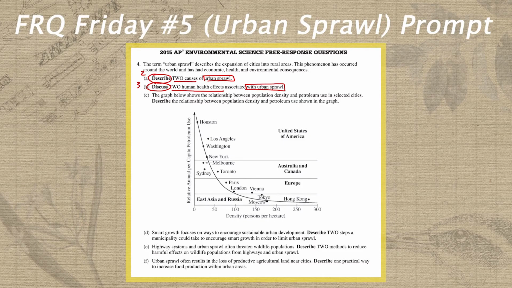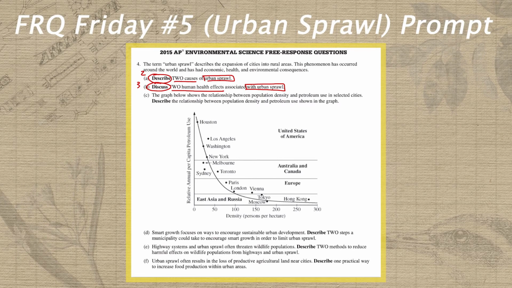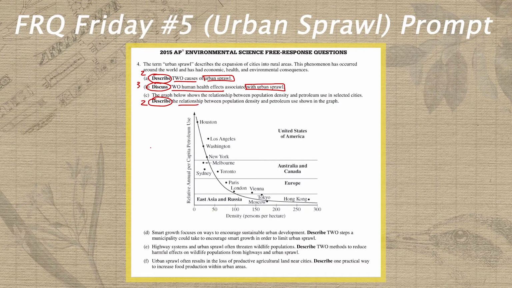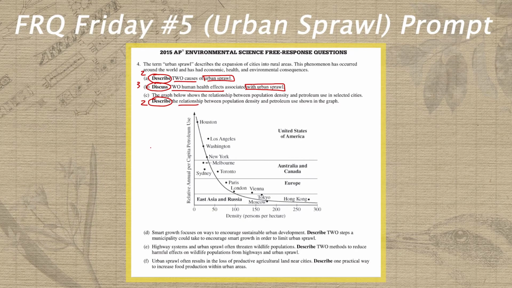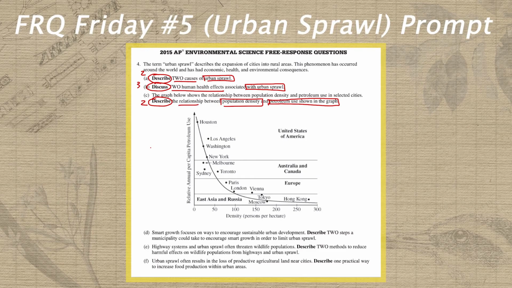Now in part C, we have a graph that we need to look at, and this graph is showing us the relationship between population density and petroleum use in selected cities. We have a describe prompt, so we need to circle that and write a 2 next to it. And what we're describing is a relationship. So I want to make sure to underline that word relationship because our answer must be a relationship about how population density and petroleum use, as shown in the graph, are related.